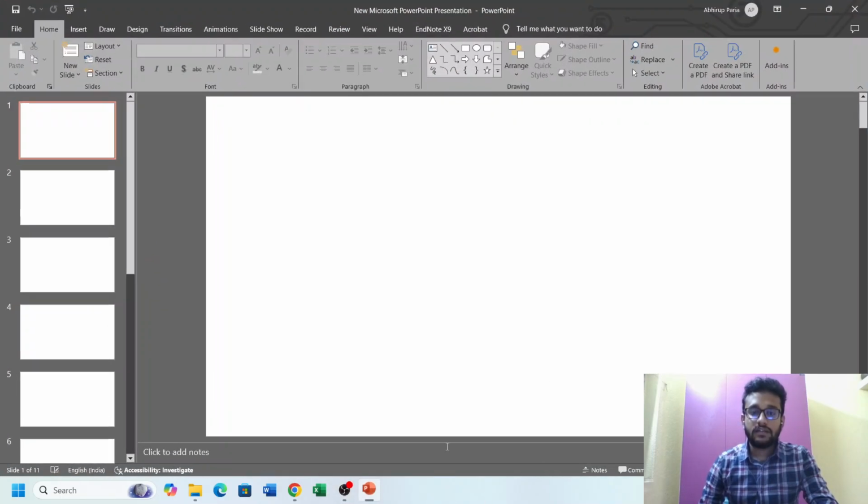Now let's take another complex example of the AVL tree. The example is basically 21, 26, 30, and 9, 4, 14, 28, and then after that 15 and 10. Okay.